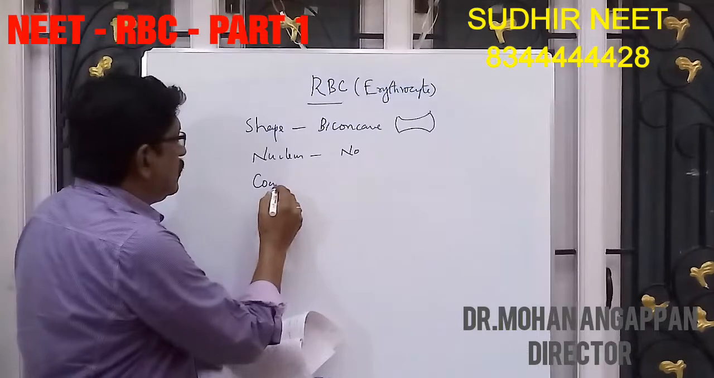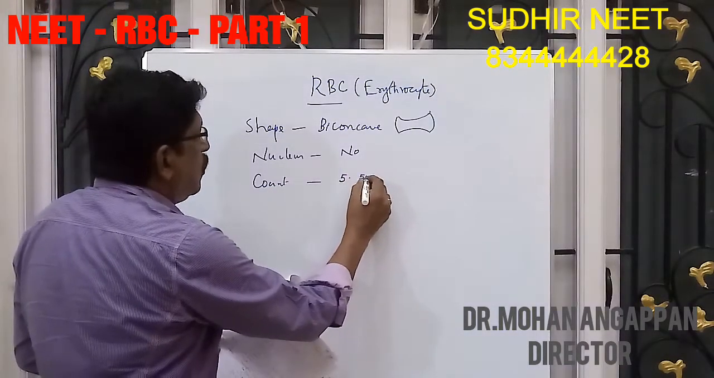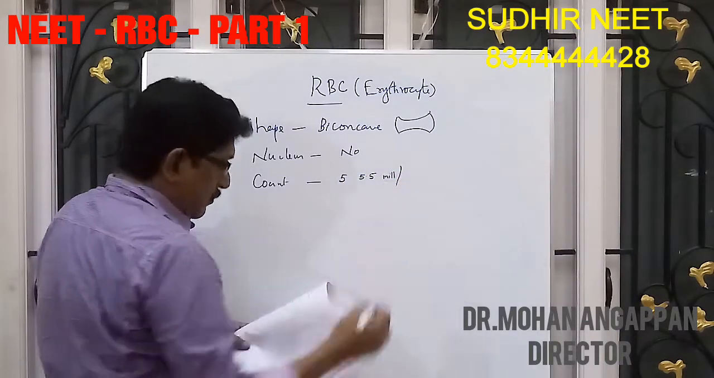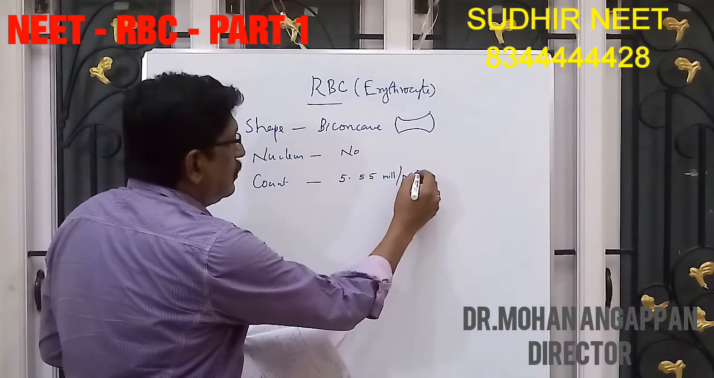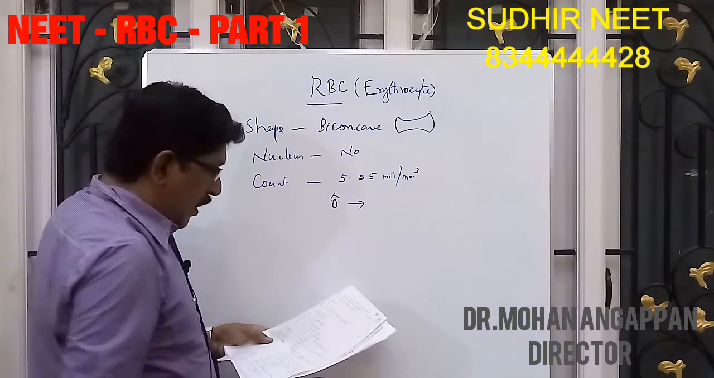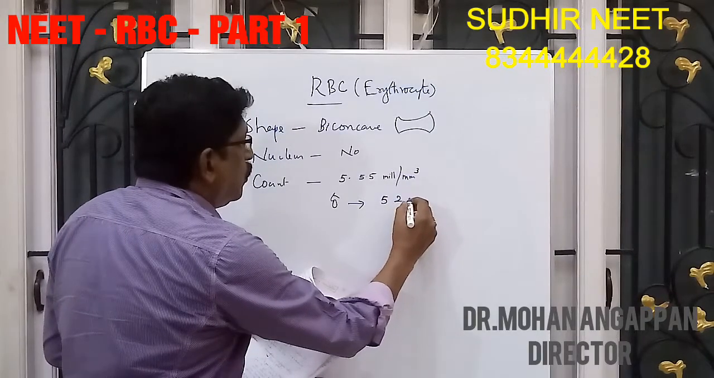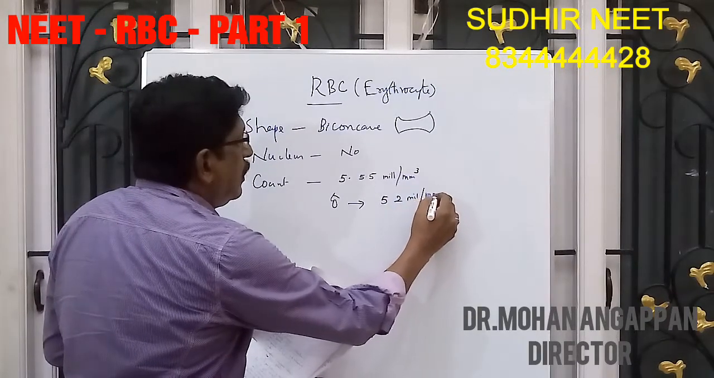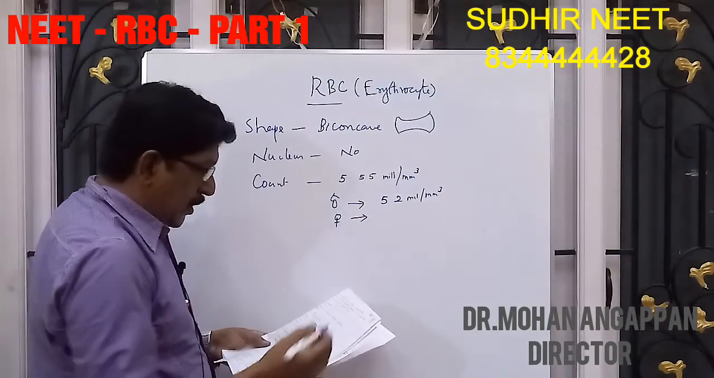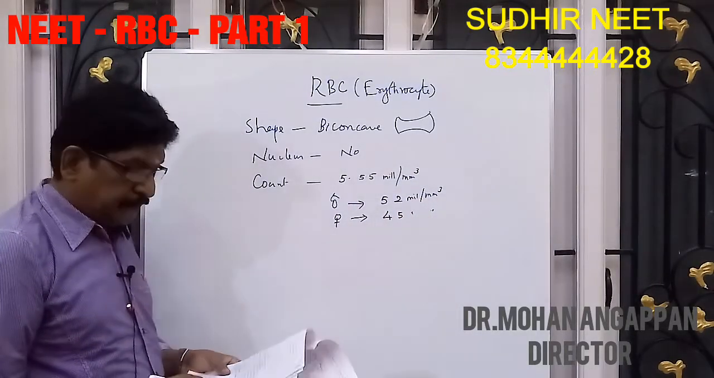What is the count? For male, it generally includes 5 to 5.5 million per mm cube. So in males, the count is 5.2 million per mm cube. In female, the count will be 4.5 million per mm cube.